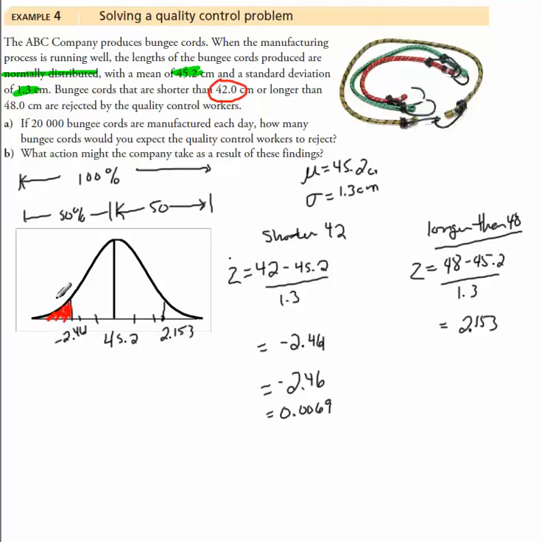So the percentage of cords shorter than 42 centimeters is represented here. Less than 1% of all cords.